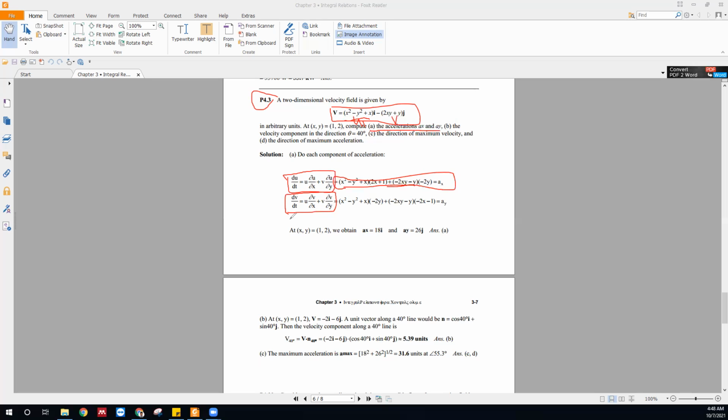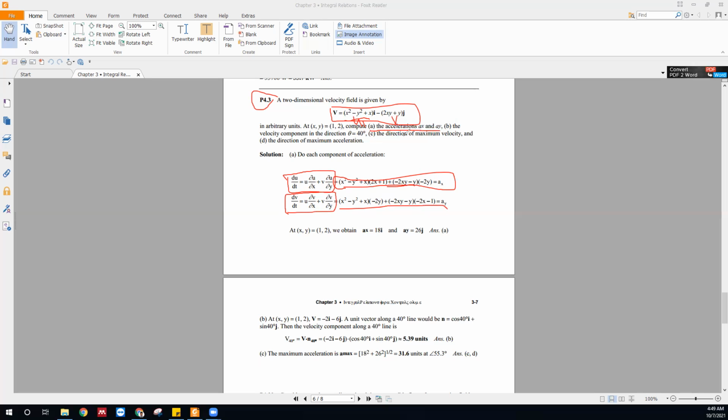And similarly, if we take dv/dt, we should get u multiplied by ∂v/∂x. So u equals x² − y² + x, multiplied by ∂v/∂x, meaning if you take the y derivative, it should get −2y, right? Yes, plus v equals −2xy − y, multiplied by ∂v/∂y. So if we take the derivative in terms of y, we should get −2x − 1. That's the ay.